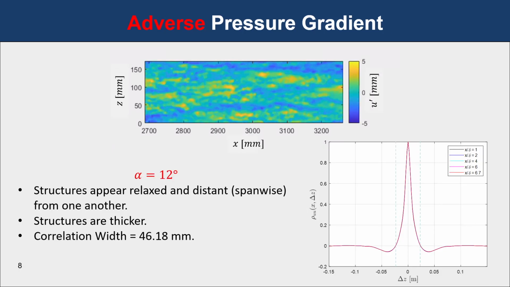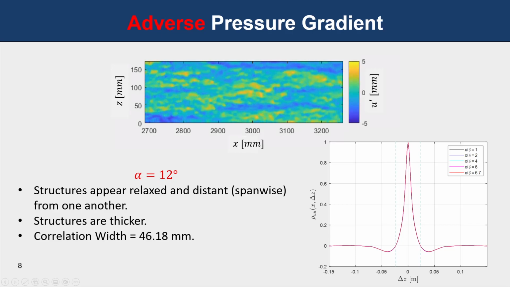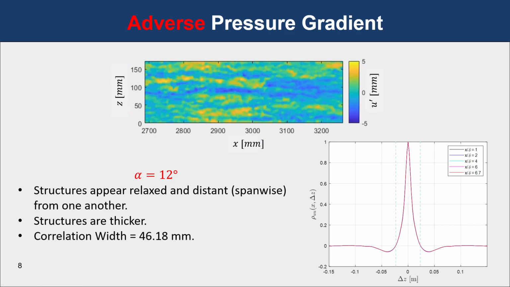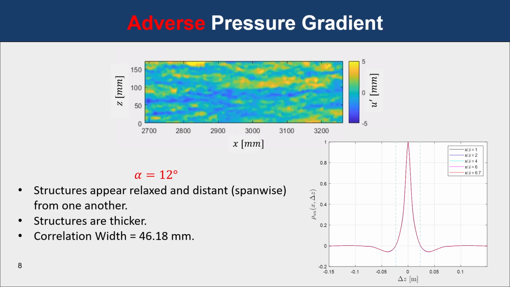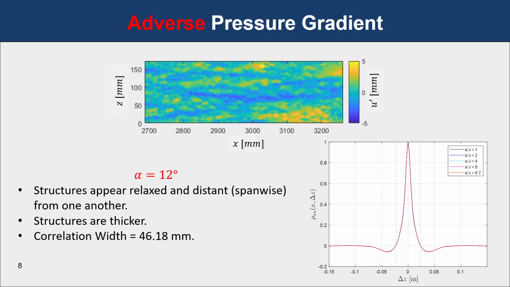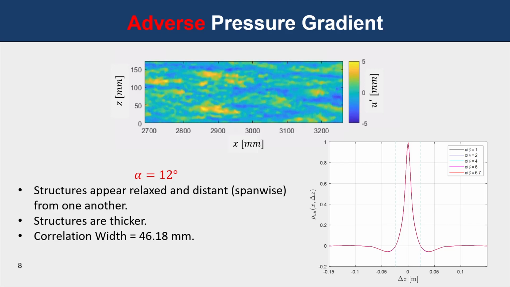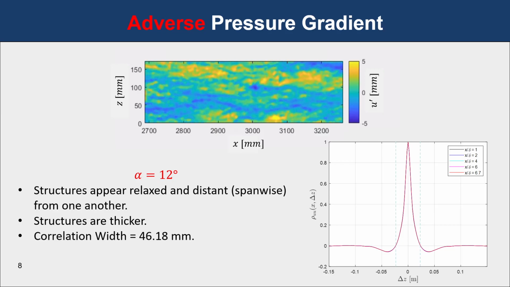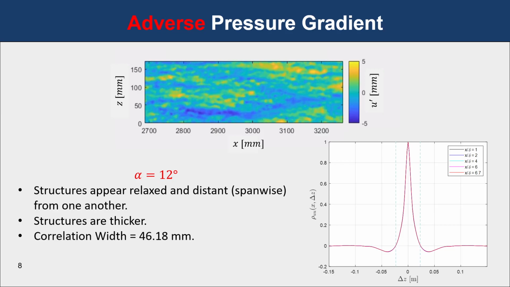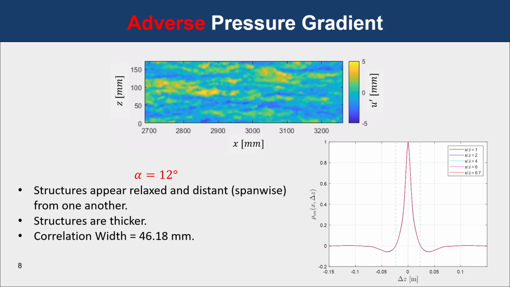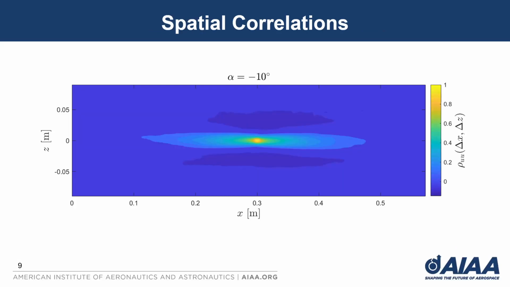On the other hand, the adverse pressure gradient case was taken for the 12-degree angle of attack of the airfoil. Structures appear relaxed and distant from one another, and they appear thicker as compared to the favorable pressure gradient case, which is confirmed by the spatial correlation. The correlation width, which quantifies how the structures are separated from one another, is about twice as much as we saw for the favorable pressure gradient case.